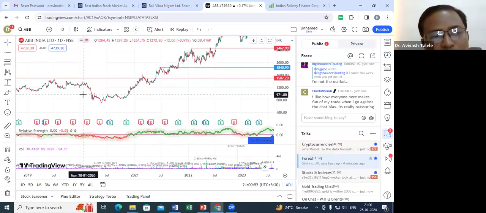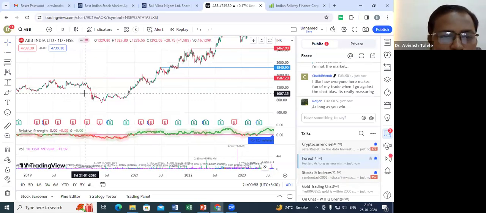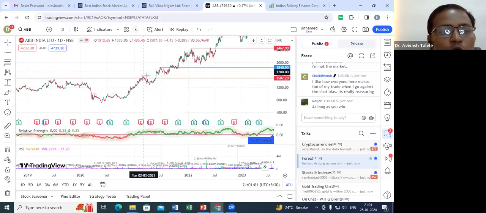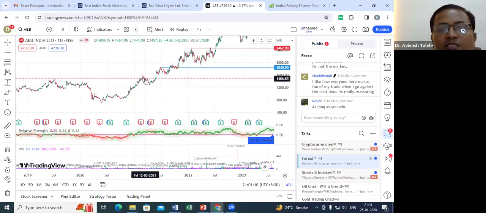R Power was cheap. It had corrected from the top. Naturally, they thought it's cheap, this will also go up, but that is not the story. We need to be with the leaders. See, it took the 52-week high. It was outperforming here on the daily time frame from November to February. So for 3 months it was outperforming.